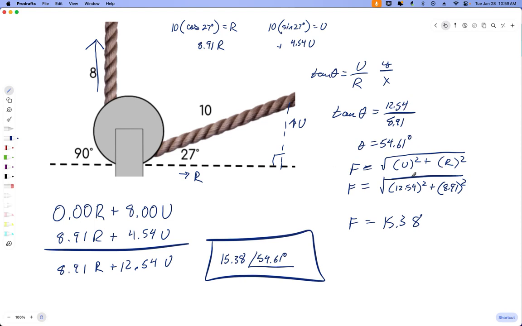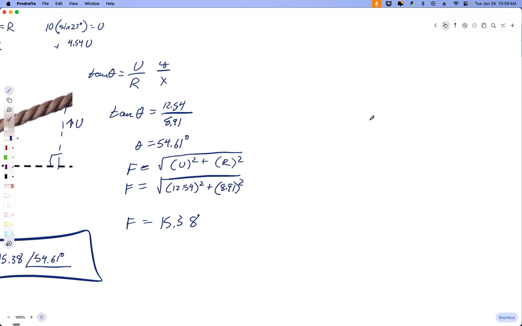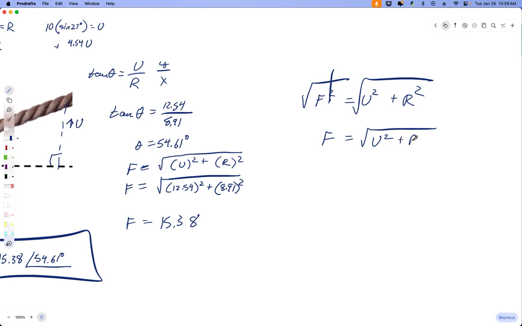Ultimately, what's going on here, you have F squared is equal to U squared plus R squared, but we're unsquaring everything, and this cancels. So you have F is equal to the square root of U squared plus R squared. That's how we get to this step right here. It's skipping this bit to just find the value of the hypotenuse.